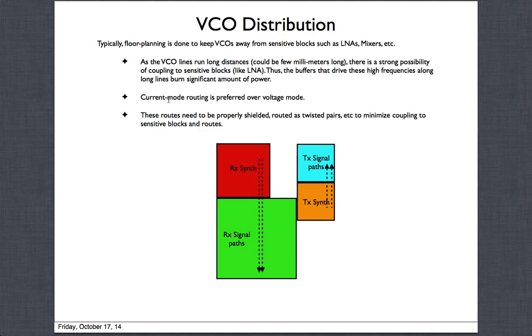For most of these long routes, we prefer current mode routing, and you can look more into how you can route. When you route in current mode, you can get these signals to go long distance rather than doing voltage mode. So we're not trying to route a voltage, we're trying to route a current. These routes need to be properly shielded. They are mostly twisted pairs, so we'll do them as twisted pairs. That would couple to any block which is next to it, roughly equally. Even after doing all this, you can't avoid coupling, you can just minimize it by doing these kinds of things.